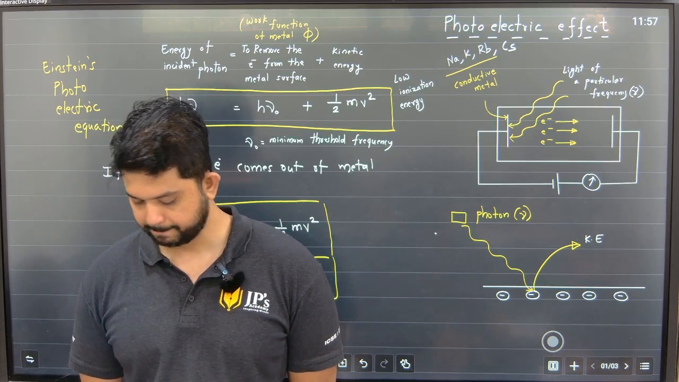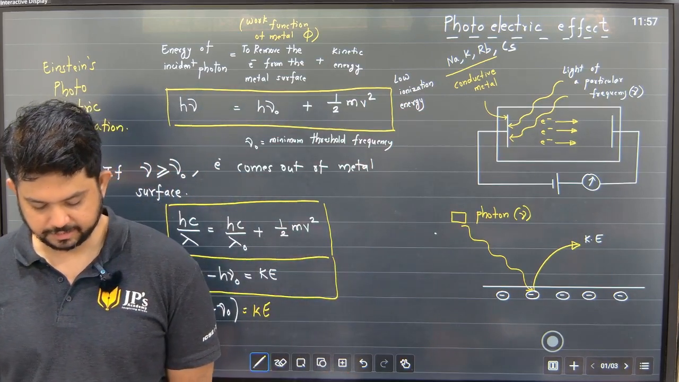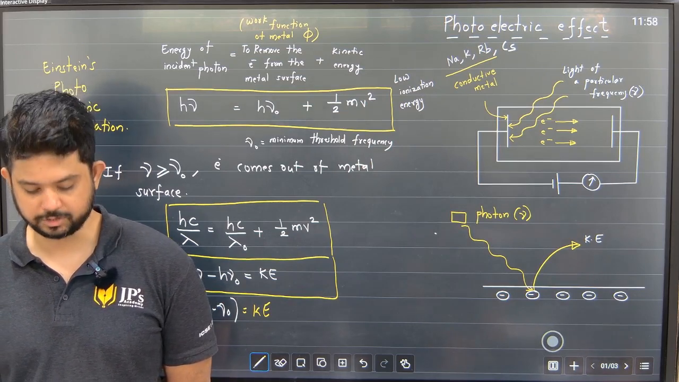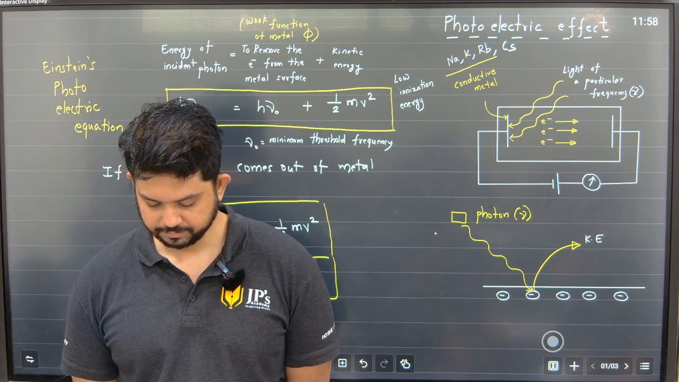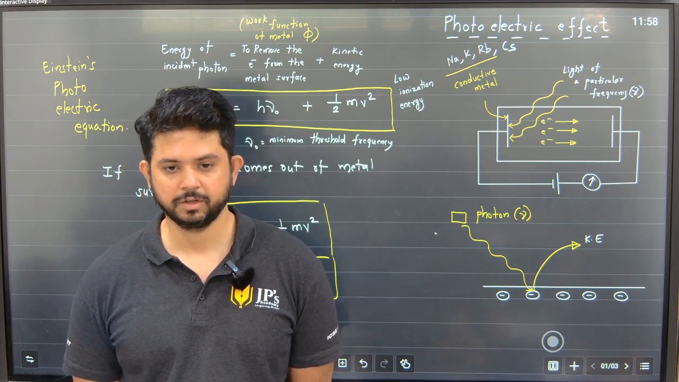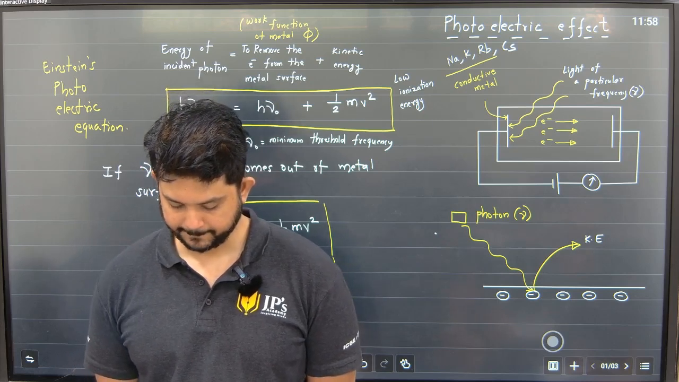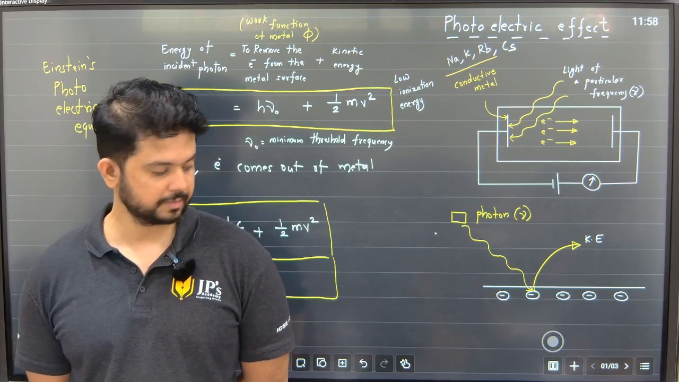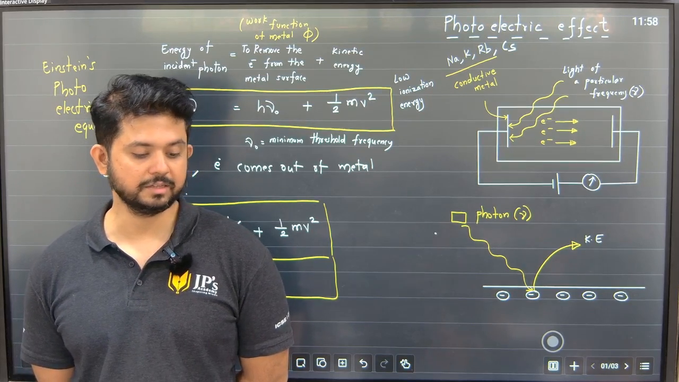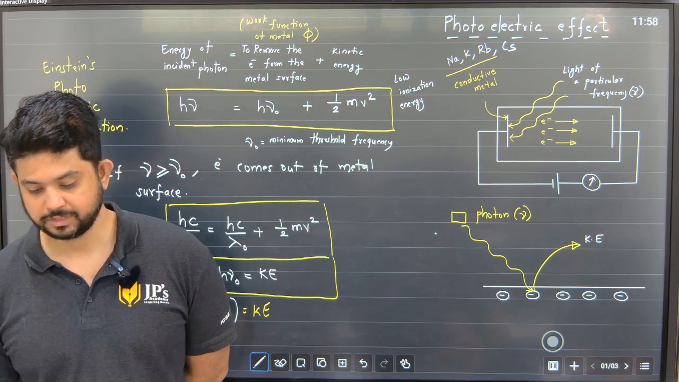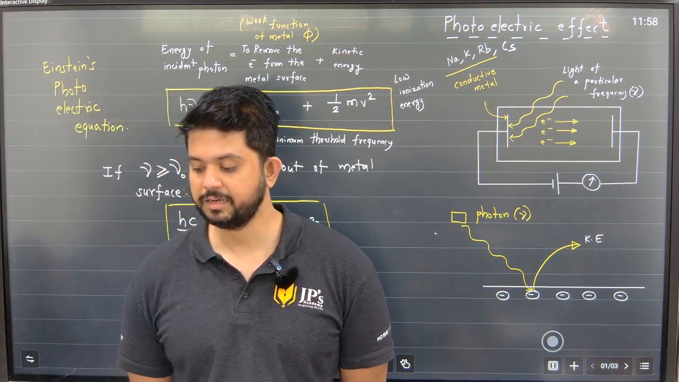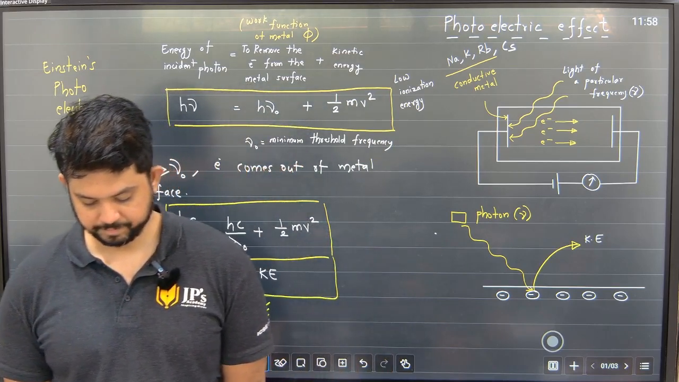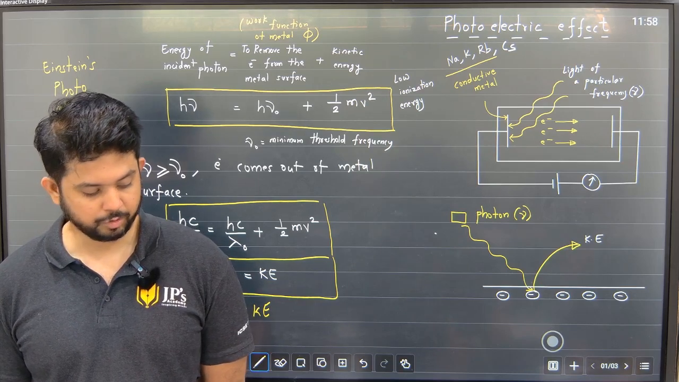Next point, preferably red pen. The kinetic energy of the ejected photoelectrons depends only on the frequency of the incident light, and is independent of the intensity.